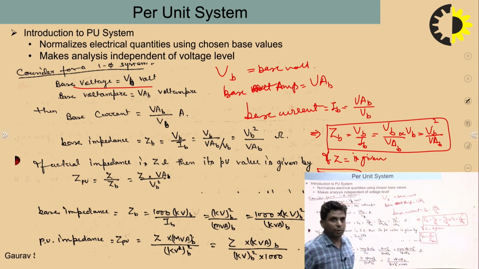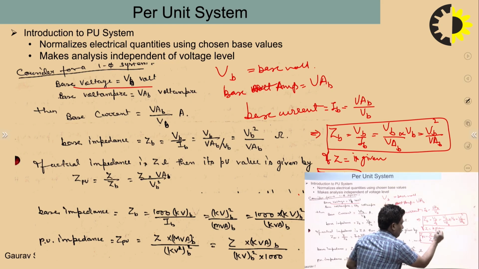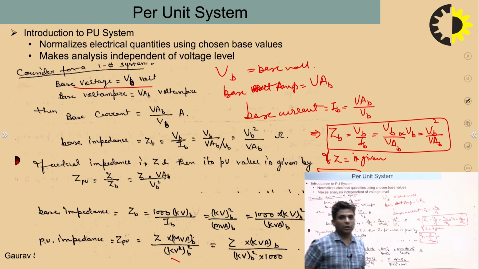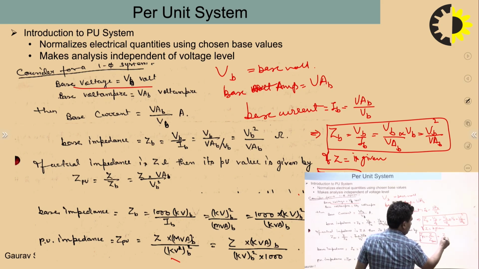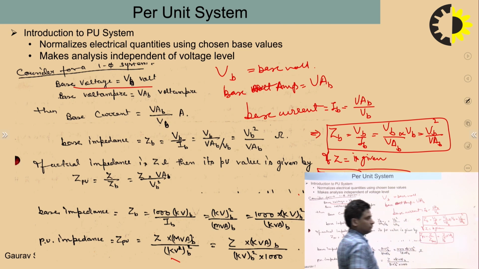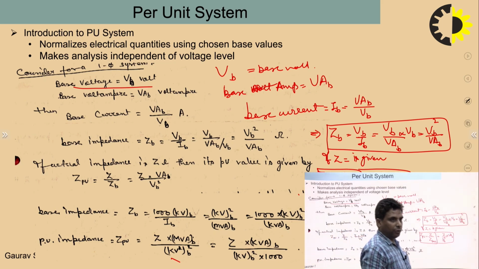So for any system, if the impedance is given, we have to calculate the base impedance, and then we can find out the per unit impedance, which is known as the value upon the base value of that particular quantity. Similarly we can find Z upon Z base, that is Z into VAB upon VB square. So that is the system for the per unit impedances.